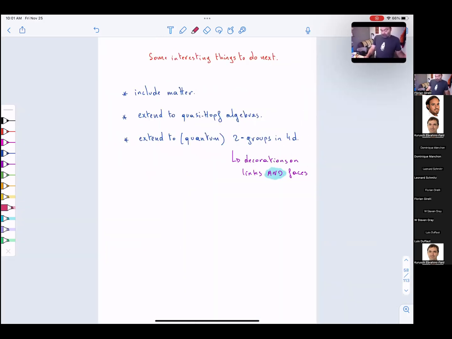And there are some interesting things, of course, to do. One of them is to include matter, so that would be introducing topological defects. Or here, I always emphasized a lot that I was doing Q-real, so that I don't want to deal with quasi-Hopf algebras. Quasi-Hopf algebras would have to be treated more carefully here. All my coproducts were actually co-associative, so things were kept simple.